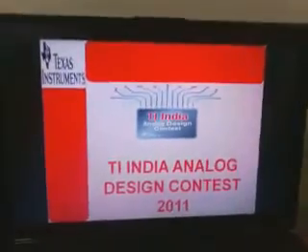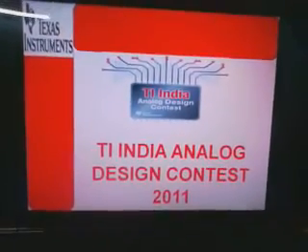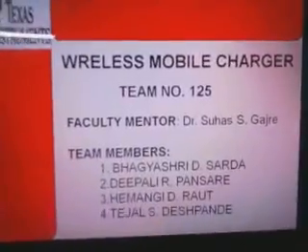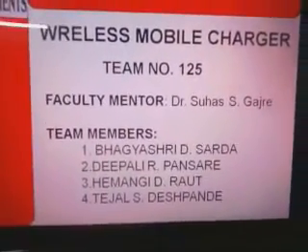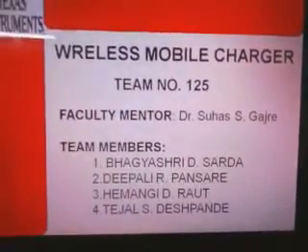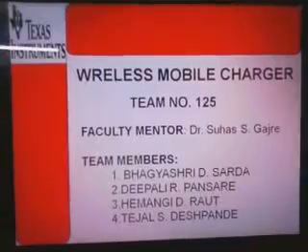We are the students of Sri Guru Gobind Singh Ji Institute of Engineering and Technology, Vishnupuri, Nanded, Maharashtra. We have participated in the Texas Instruments Analog Design Contest 2011. We have done the project of wireless mobile charger under the guidance of Dr. Suhas Gaje. Our team number is 125 and we are 4 team members: Bhagyashree Salda, Deepali Pansare, Hemangi Raut, Tejal Deshpande, and here's Hemangi Raut, who will give the short demo of the project.